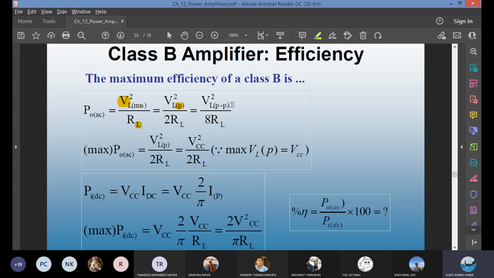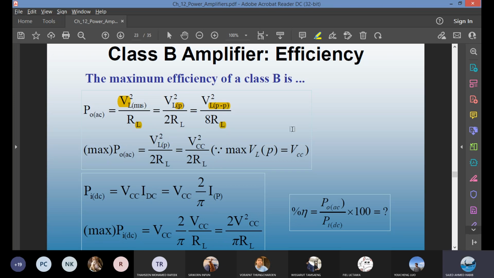You can even express in terms of peak to peak. RMS equals peak to peak divided by 2 times root 2. Now square that, you'll get VL squared peak to peak over 8. If you take a square of 2 root 2, you get 8. 4 times 2, 8. So in peak to peak terms, it becomes VL squared peak to peak over 8 times RL. See, there are so many variations.